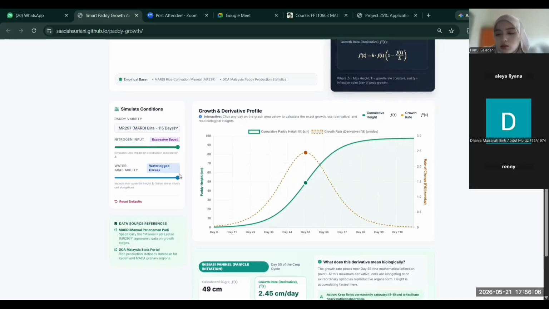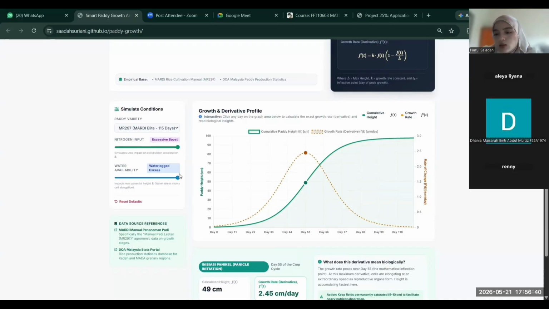And the last phase, under excessive nitrogen and waterlogged conditions, the nitrogen input is an excessive boost. The mechanism: it spikes the growth rate constant, accelerating early cell division. The danger of over-fertilizing with urea causes rapid, weak structural growth. The plants become top heavy, excessively tall, and highly prone to lodging, which is falling over before the harvest. It also increases vulnerability to pests and fungal blast disease.